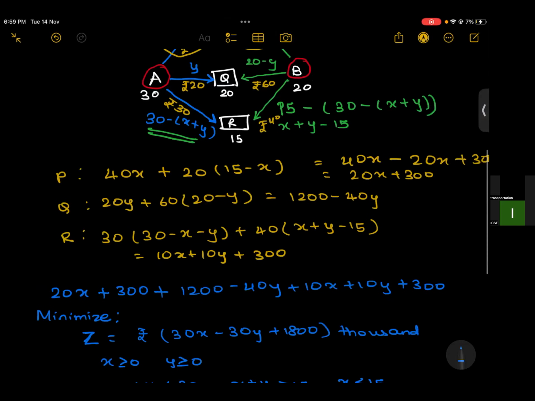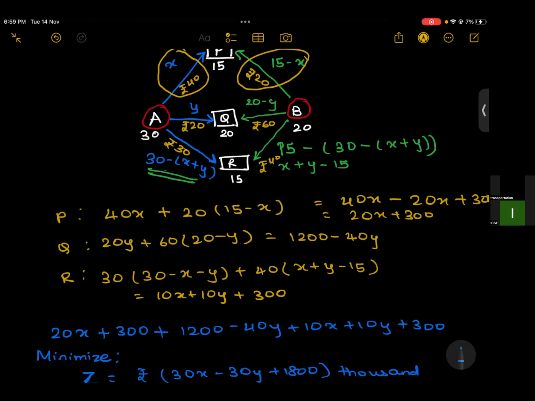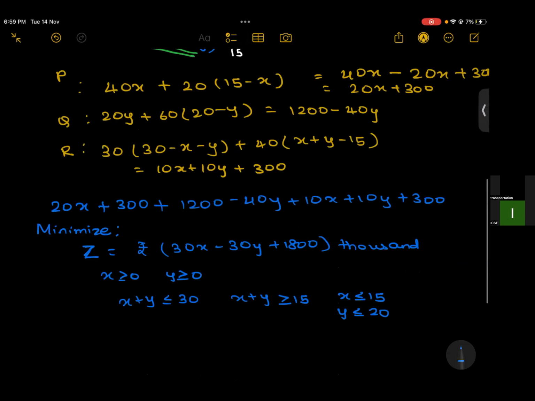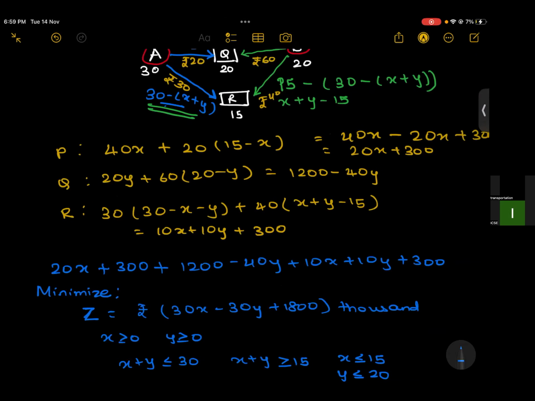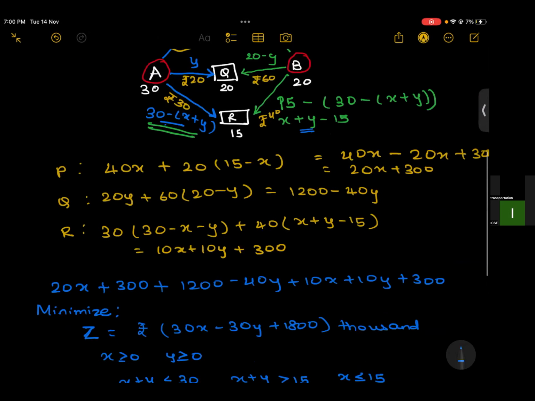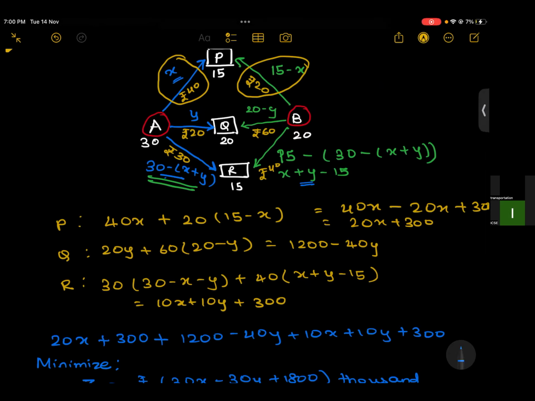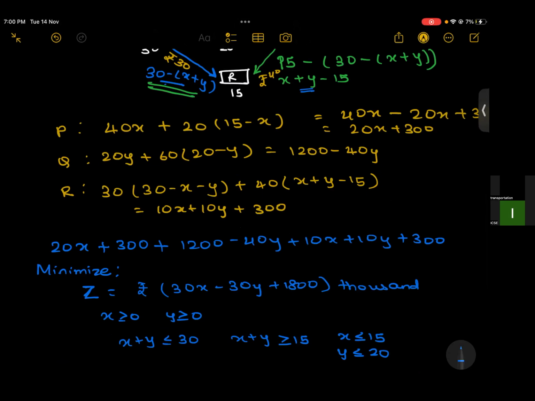How do we get these equations? From here. x plus y has to be less than or equal to 30 in order for this to be 0, because the cost can't go into negative. Then you do this. x plus y has to be greater than or equal to 15, because only if it's greater than or equal to 15, you won't go into negative. x has to be less than or equal to 15. y has to be less than or equal to 20. And x and y are both positive. So this is your LPP problem.